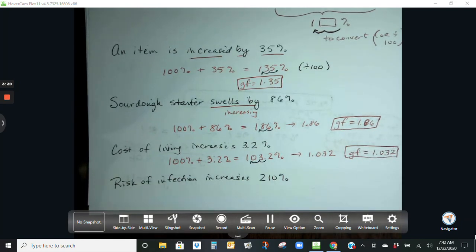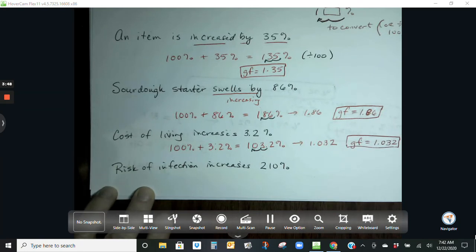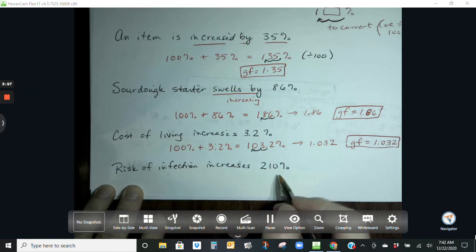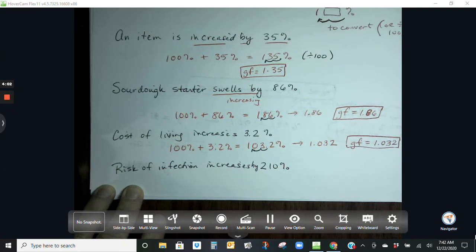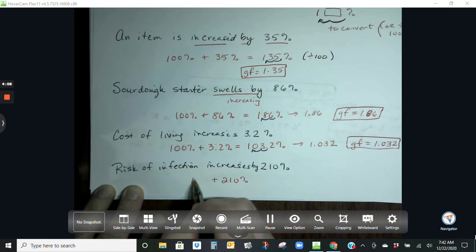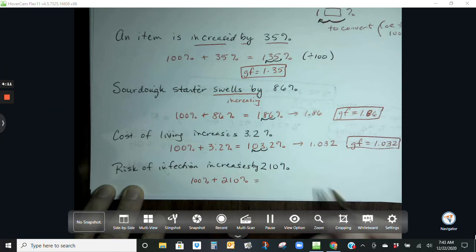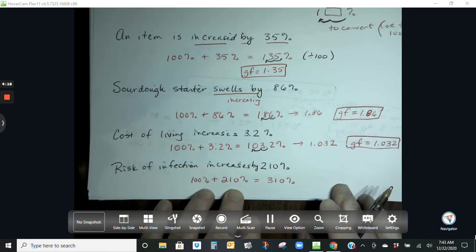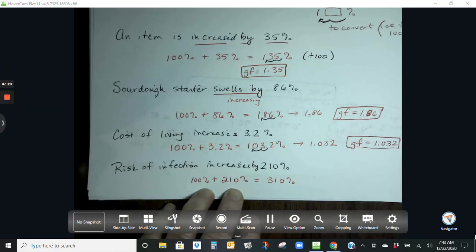Now, sometimes our increase is a large percentage. Some things really grow. We've noticed with the coronavirus or other viruses in the world that sometimes things grow really rapidly. And so let's suppose our risk of infection increases by 200%. Increases by, this probably should say, 210%, but it doesn't really matter. So the 210% is how much we're going up from the original 100%. So yes, that means our number is 310%. That happens in the real world.